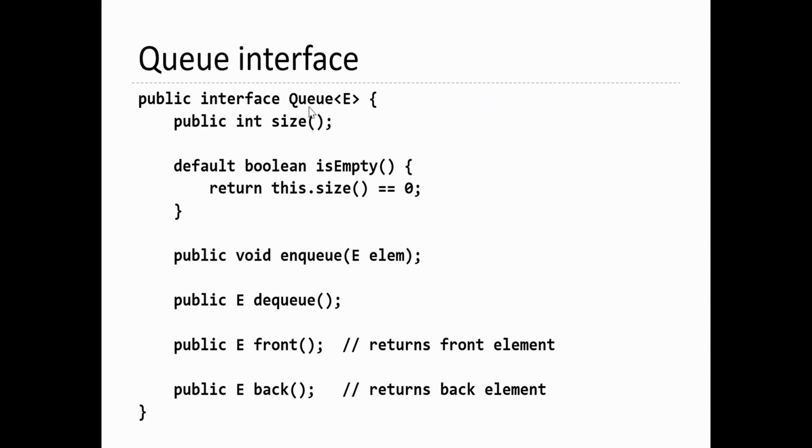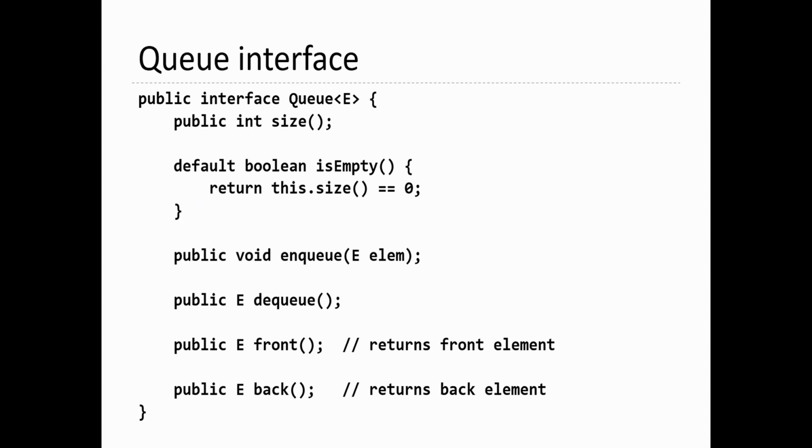So we make our interface called Queue. A queue holds some elements, so we have our generic type here, E. And then we have our methods: size, isEmpty, enqueue, so add that element to the back of the queue, dequeue, take the element out from the front of the queue. And then we're going to do front and back: return the front element of the queue without taking it out, and return the back element of the queue without taking it out of the queue.